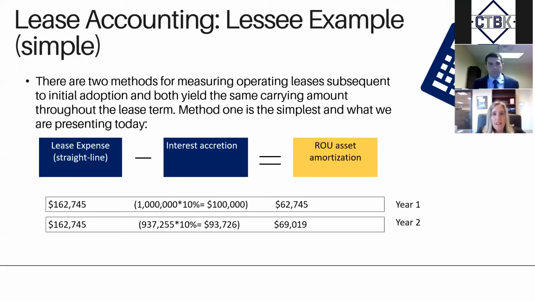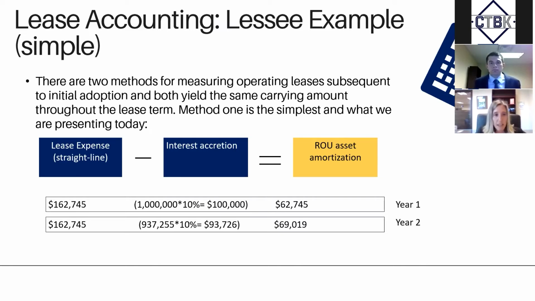So one of the areas I wanted to walk through with you in a little bit of detail is how to calculate that right of use asset amortization. Because one of the key things you will see in lease accounting is that the lease expense needs to be straight lined. So in looking at that, I'm going to show you how you get to that right of use asset amortization. So in the first box, as I mentioned, that lease expense is straight lined.